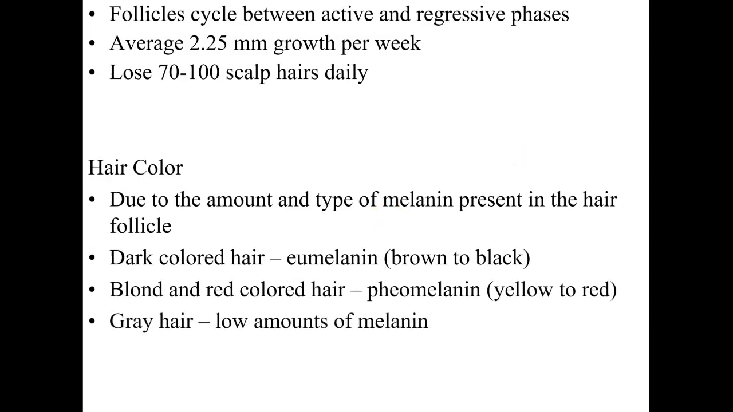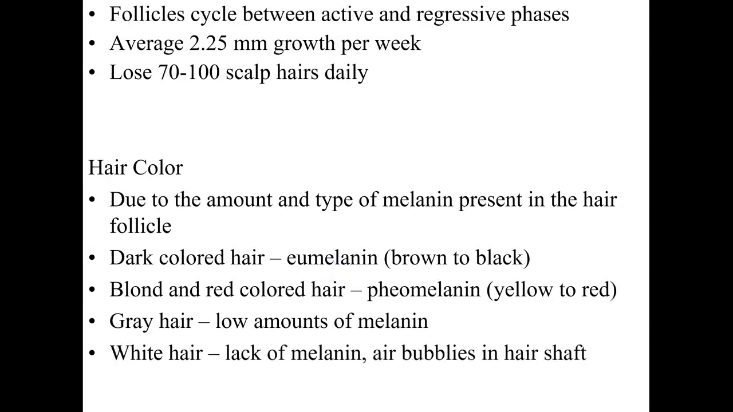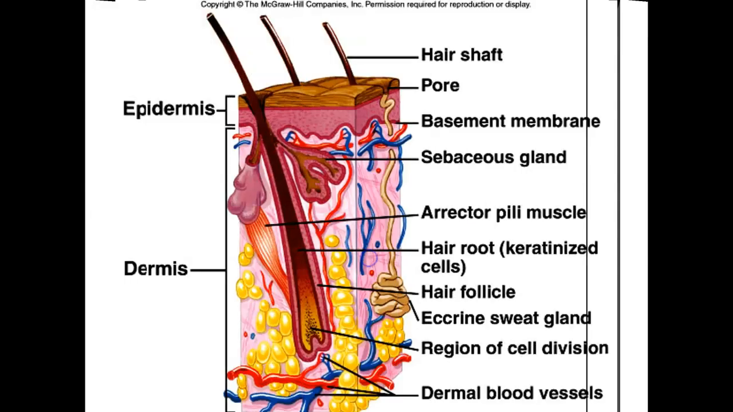Gray hair is going to have low amounts of melanin, so those melanocytes are going to start to produce less and less melanin as you get older, until eventually they don't produce melanin anymore, and that's when the hair turns white. So that's the lack of melanin, and lots of times when you look at it, it is going to actually have air bubbles in that hair shaft.